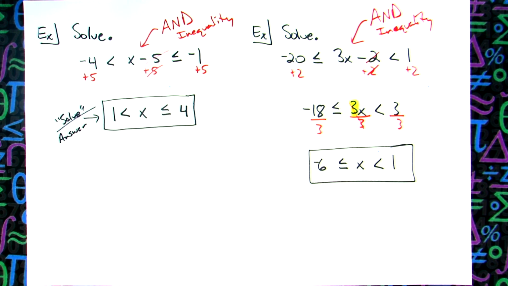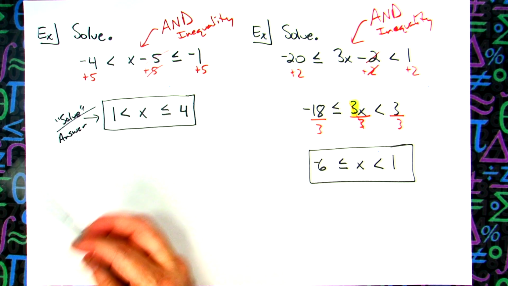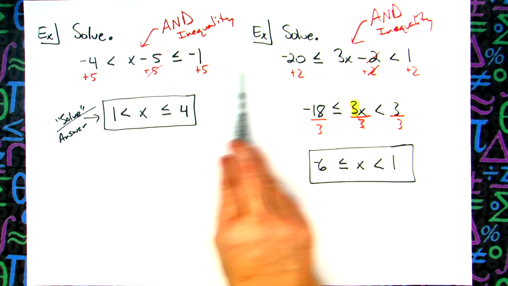So the ands, there's a little bit more work to the ands. The ors are pretty straightforward. If it is an or problem, it will always have the word or in it. If it is an and problem, it can have the word and, but it also can be written like this.